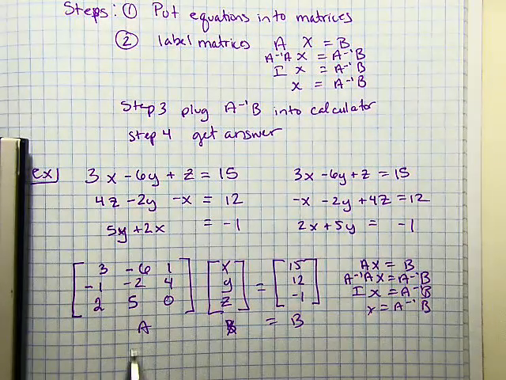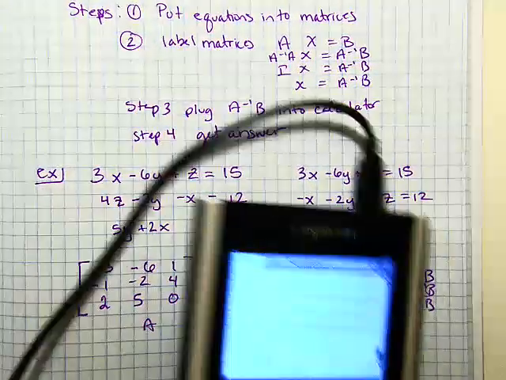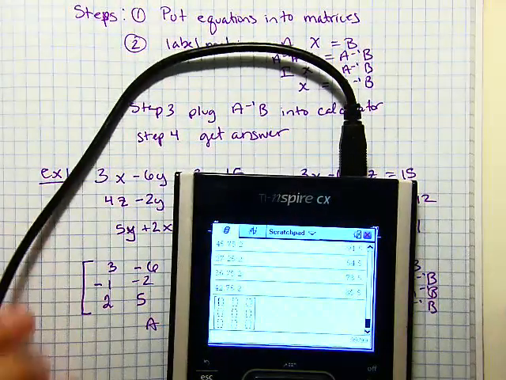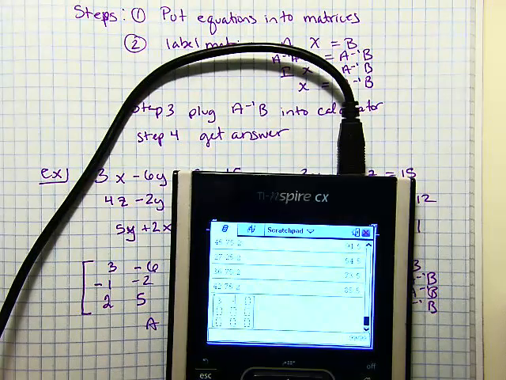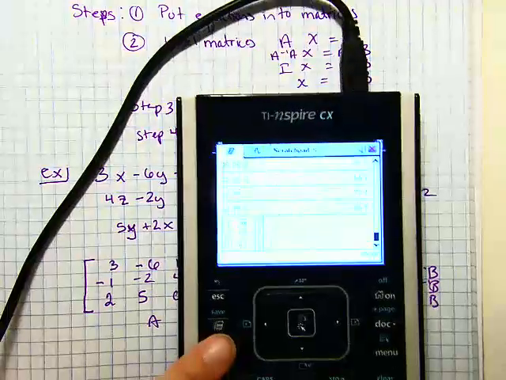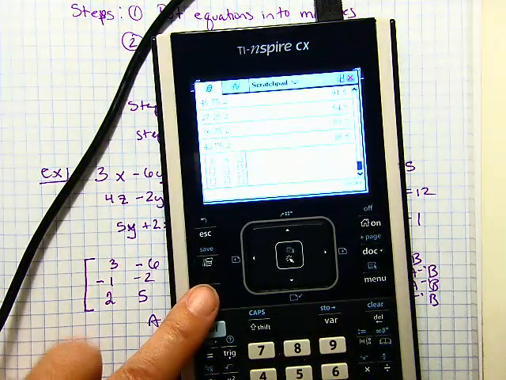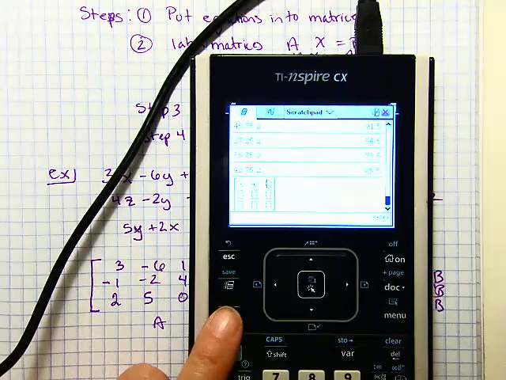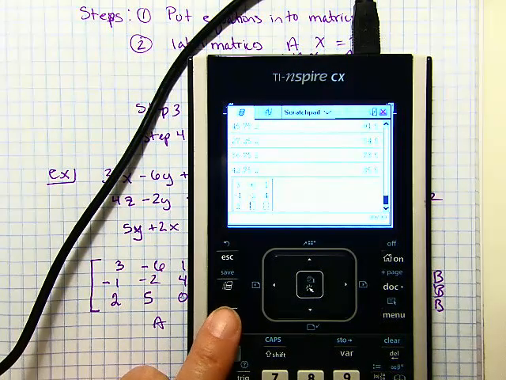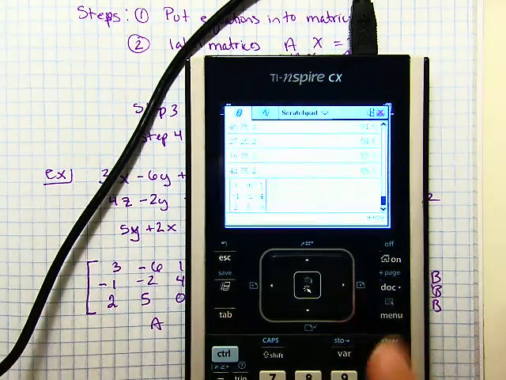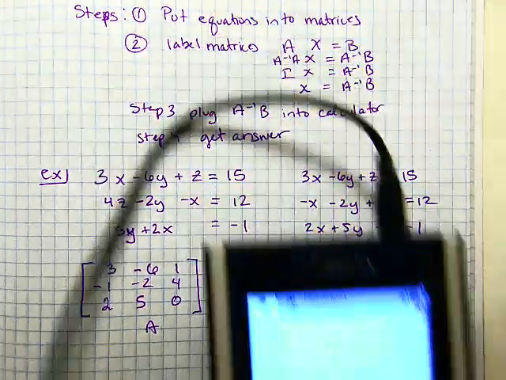And I am now going to plug in A into my calculator. So 3, and I'm pretty sure you can just tab and it'll go to the next one. -6, make sure you use the negative button, not the minus button. Tab 1, tab -1, tab -2, tab 4, tab 2, 5, 0. So that is matrix A.